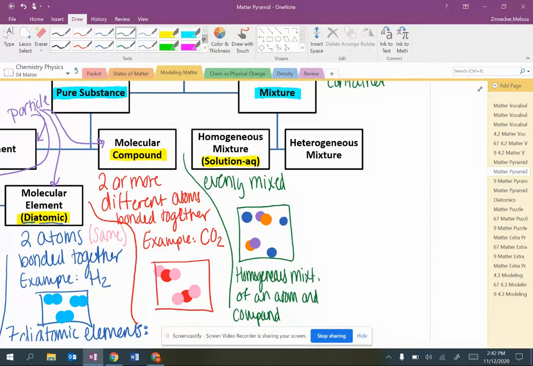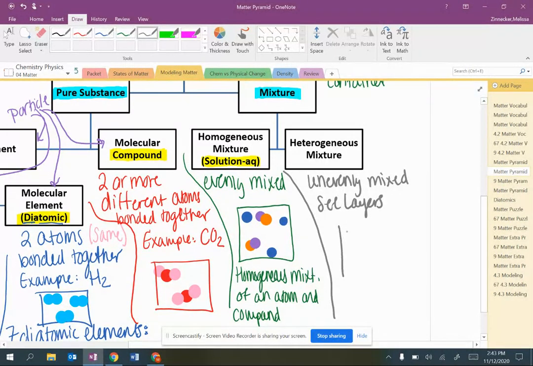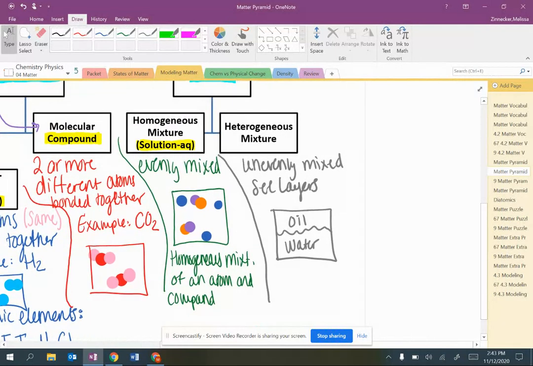On the other side, a heterogeneous mixture. Okay, a heterogeneous mixture is unevenly mixed. And this one is really obvious to tell because you can actually see layers. You guys have seen this before in a sample of oil and water. The oil tends to float at the top and water tends to sink on the bottom.